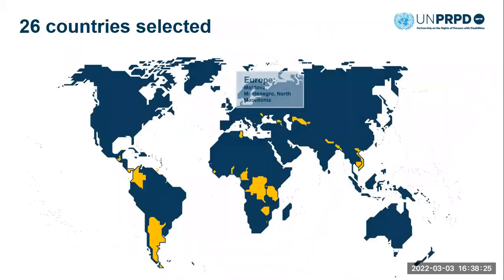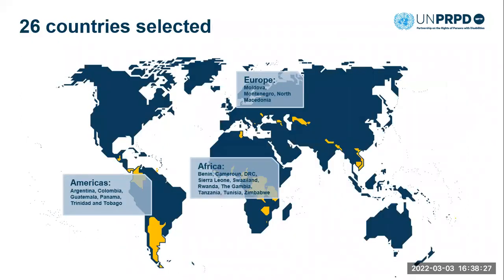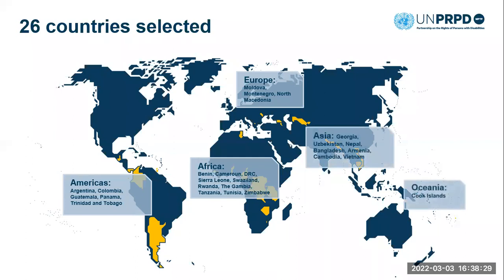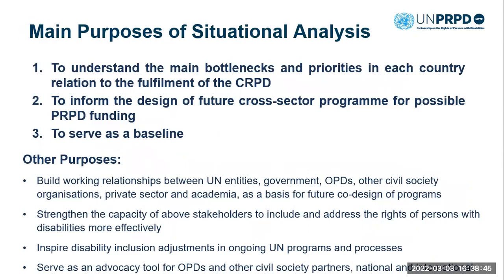Now, just in this slide, I'm just gonna run through the phase where we selected 26 countries out of the 110 that responded to our call. And those 26 countries, we started with them the piloting of this framework that I'm talking about. The purpose, as I said, for the situational analysis was really to understand the main bottlenecks and priorities in each country when it comes to CRPD implementation, but also to inform our program design.